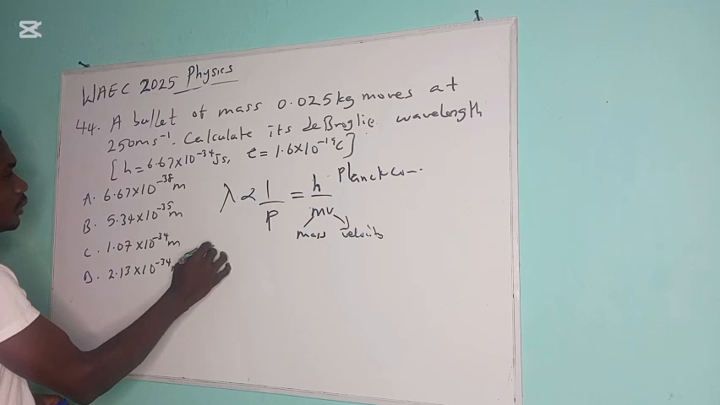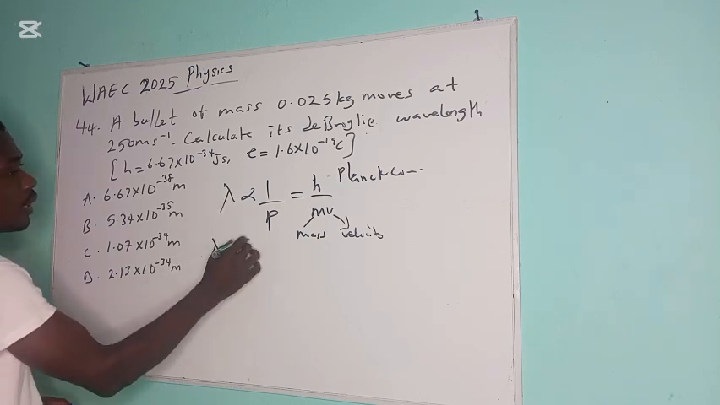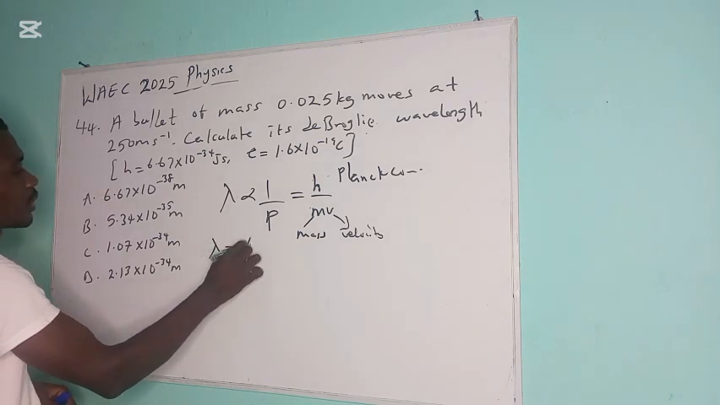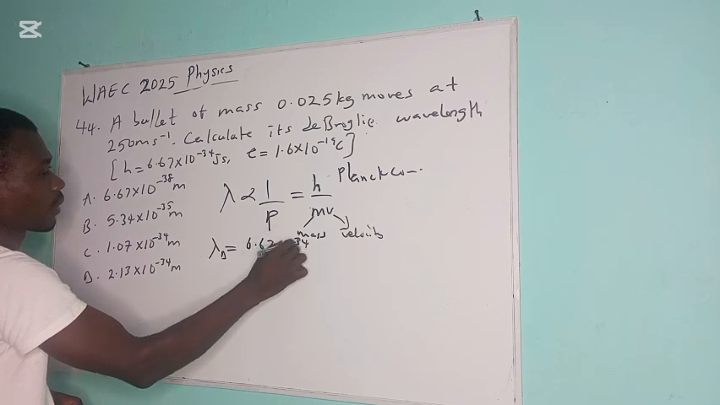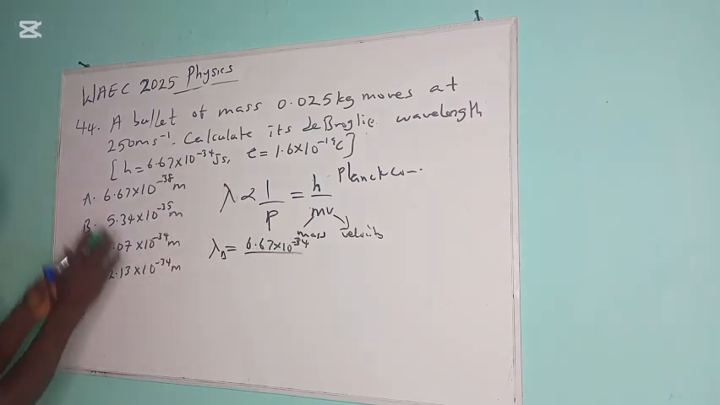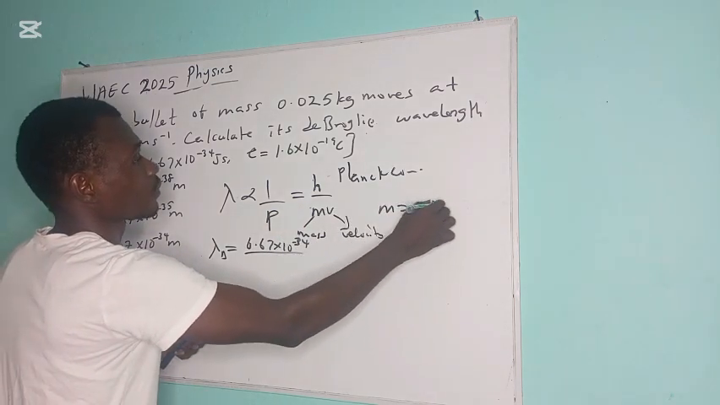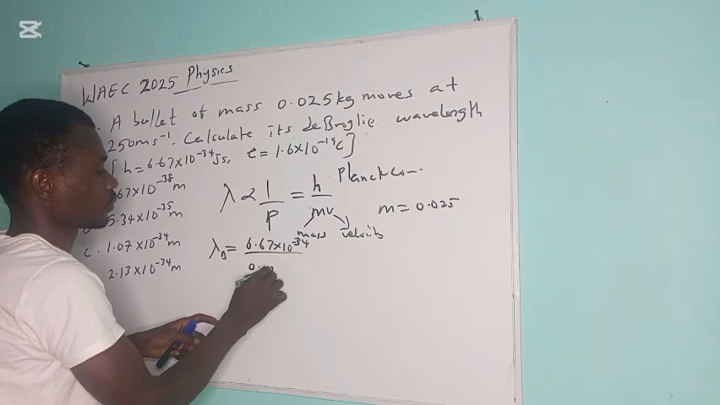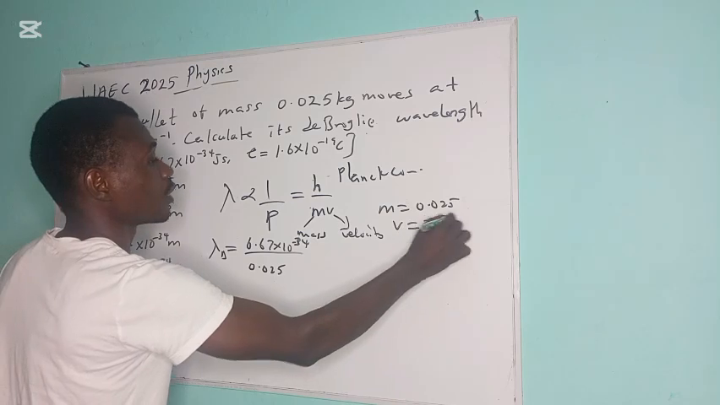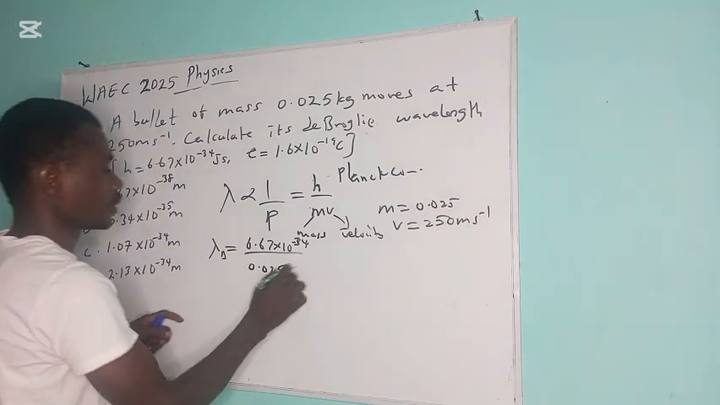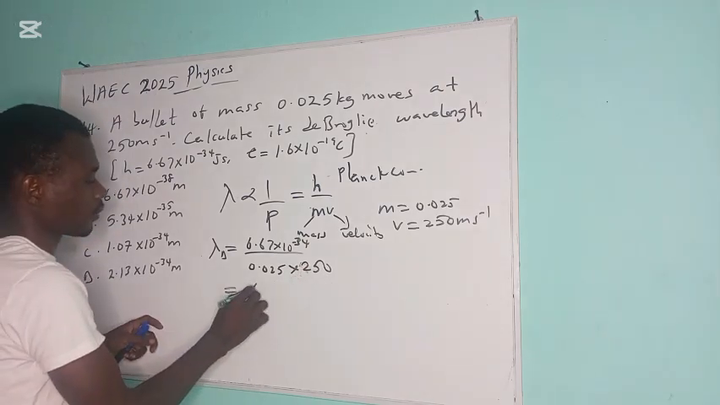Now, the de Broglie wavelength can be written as this: your Planck constant is 6.67 times 10 to the power minus 34, over what is the mass of the bullet we are talking about? So this is 0.025. It moves at what velocity? It moves at 250 meters per second.